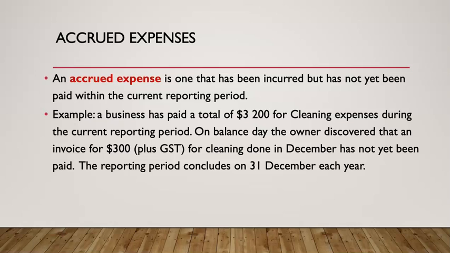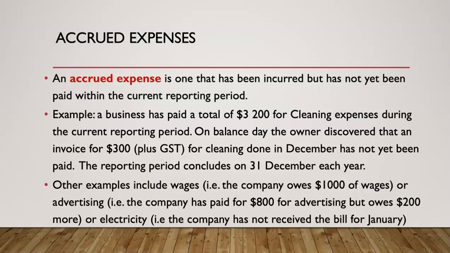Now this is actually a really common transaction that we need to do an adjustment for. Other examples include wages. Companies often owe wages on the balance day because we only get paid maybe every 2 weeks, and we've done a lot of work as employees within those 2 weeks. Could also involve advertising, like a company has paid $800 but owes $200 more, or electricity. You might not have received a bill when it comes to the balance day. So lots of things that are expenses that we incur, but we might not necessarily have paid by the period, and we need to do an adjustment for.